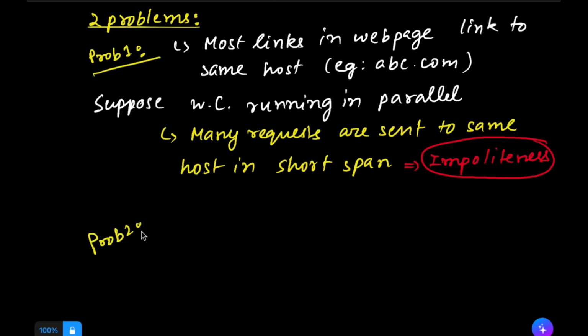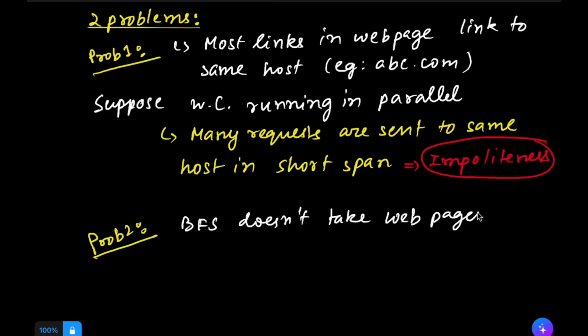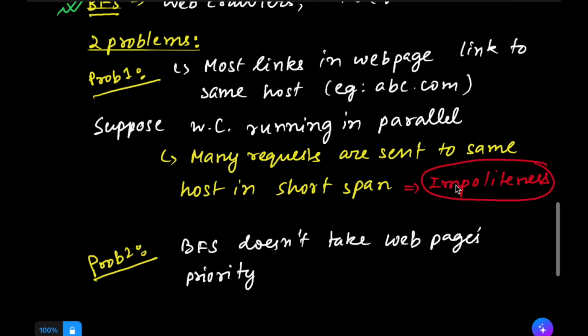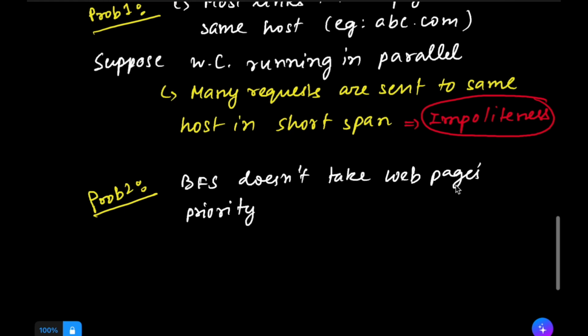Another problem we might face is that standard BFS doesn't take web page priority into account. Some web page might be of higher priority than another URL, and in BFS we follow a first in first out, FIFO, method. Suppose abc.com/1/1 is higher priority than abc.com/2, but in BFS this would be visited first rather than that one. So this is one of the major drawbacks. So we need to prioritize URLs.